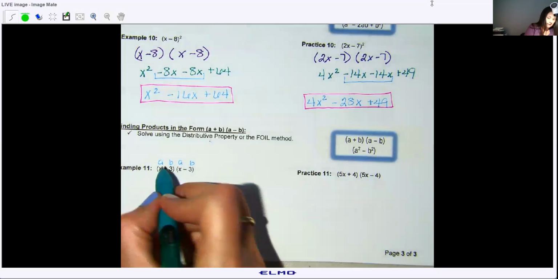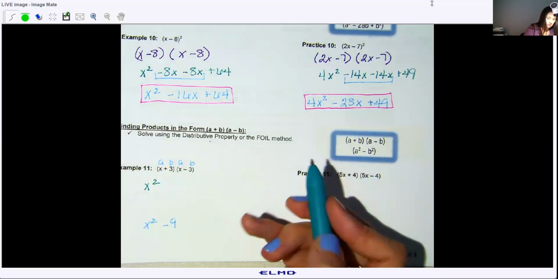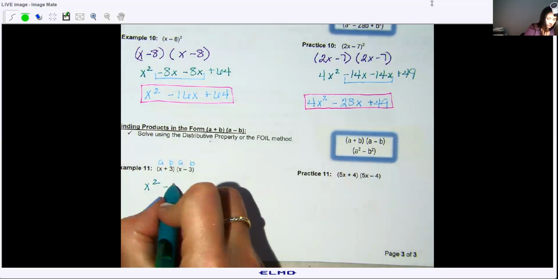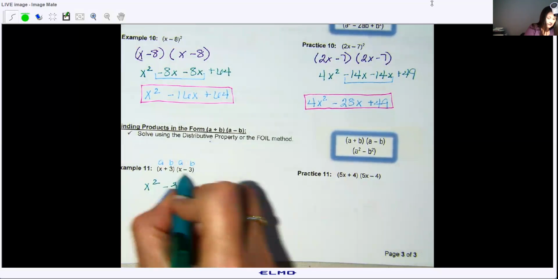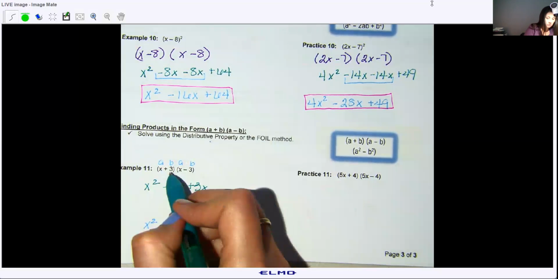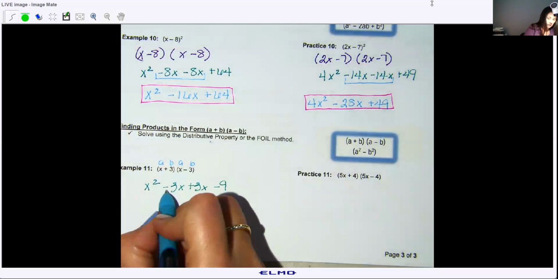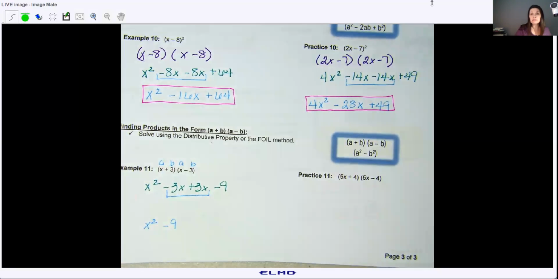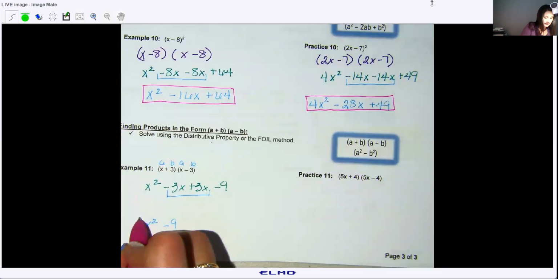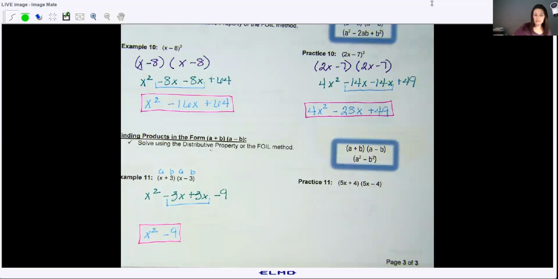x times x is x squared. x times -3 is -3x. 3 times x is a positive 3x. So I can see that those two are going to cancel each other out. And then 3 times -3 is -9. When we add those together, we get 0x, and we don't need to include 0 in our answer. And so this is what our final answer would be. That's a pretty simple one.